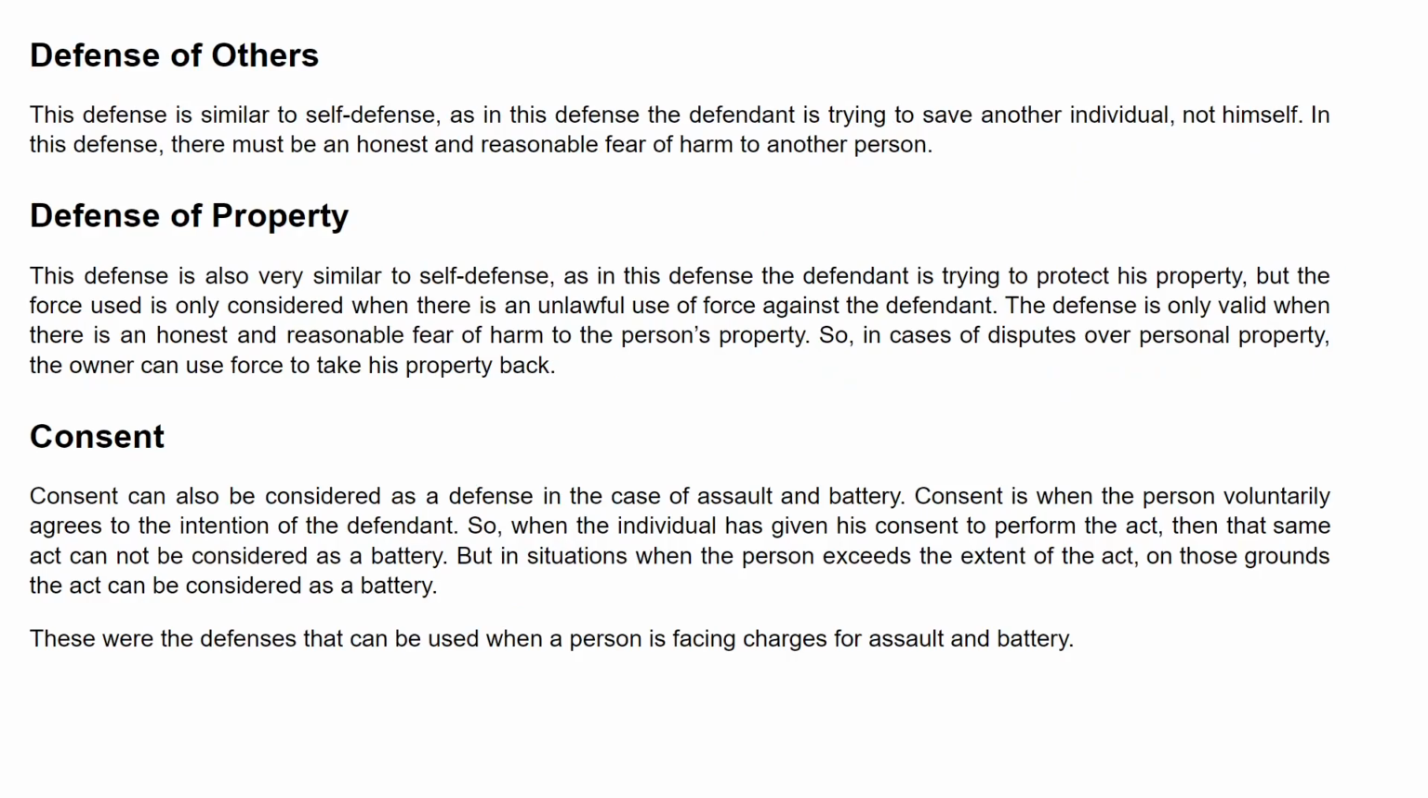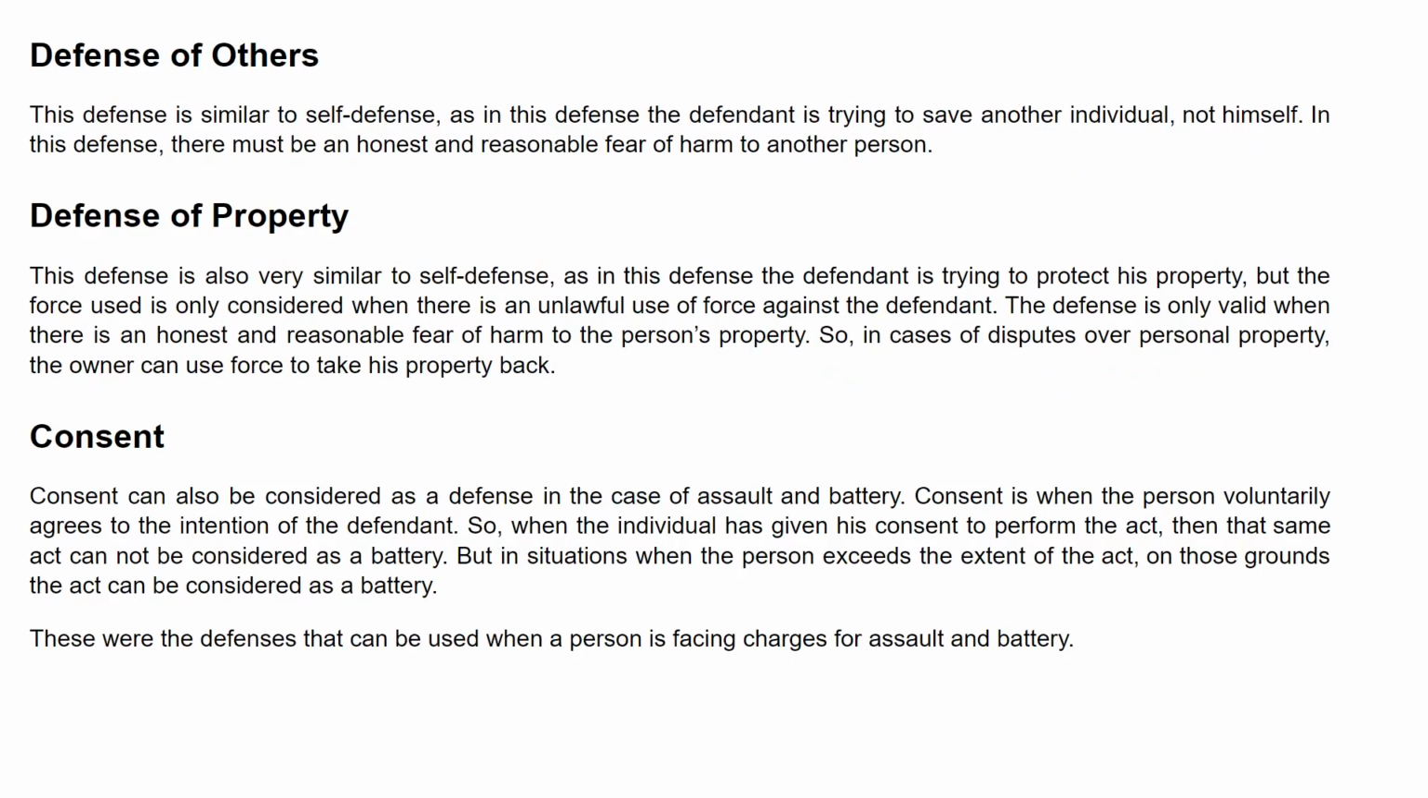Defense of property. This defense is also very similar to self-defense, as in this defense the defendant is trying to protect his property, but the force used is only considered when there is an unlawful use of force against the defendant. The defense is only valid when there is an honest and reasonable fear of harm to the person's property. So, in cases of disputes over personal property, the owner can use force to take his property back.